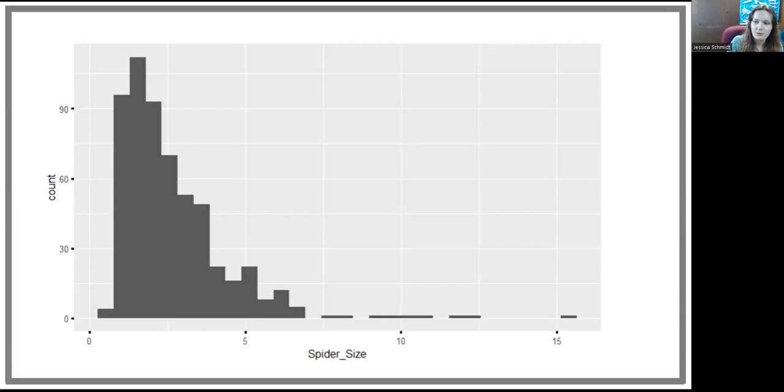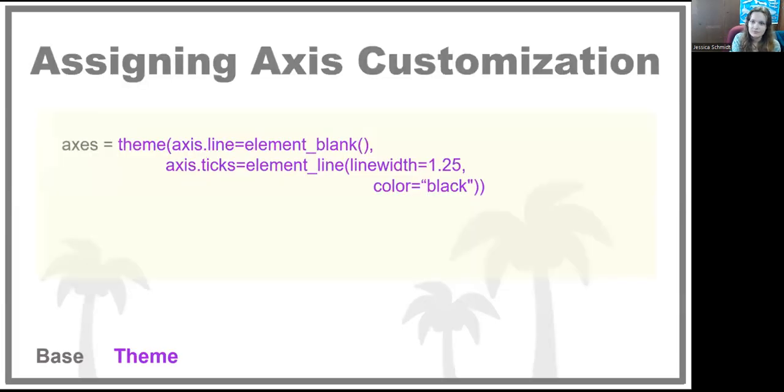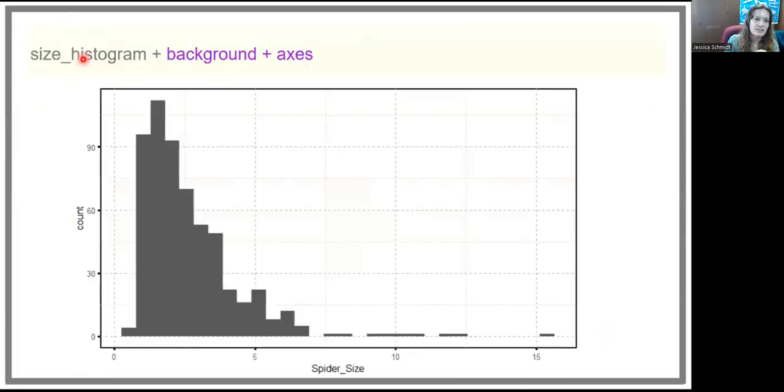So now let's do what we did before. Let's assign the axis customization to a name and assemble the histogram. Okay, so I'm going to call it axes and then just dump all of that long code into axes, keeping it real simple. And then we just use size histogram plus background plus axes.